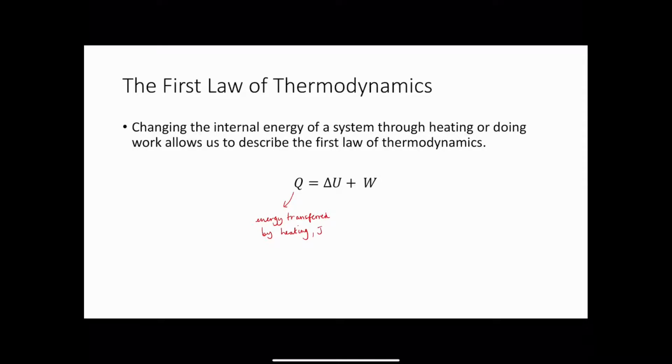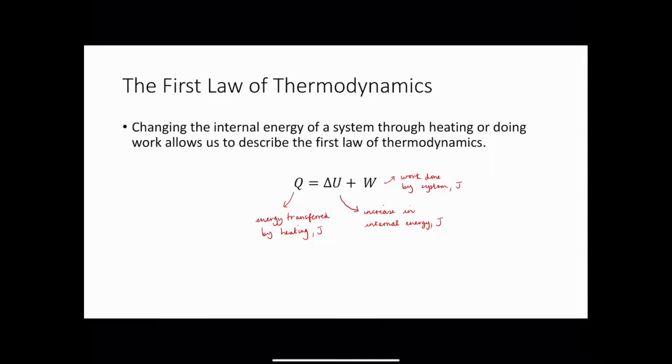U is the increase in internal energy, and that's also measured in joules. And W is the work done by the system, also measured in joules.